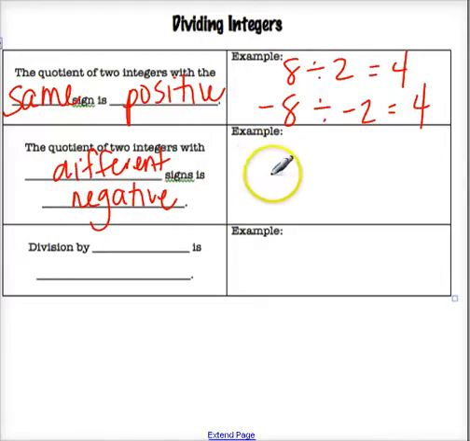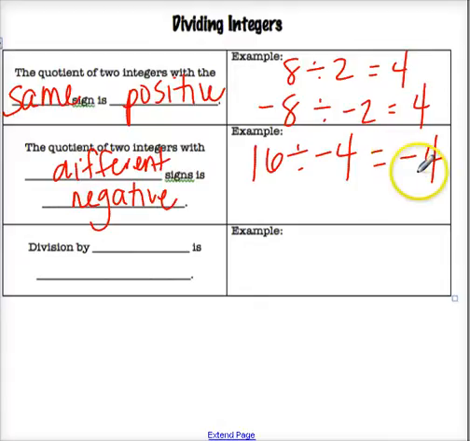So an example of this might be 16 divided by a negative 4. That equals negative 4.